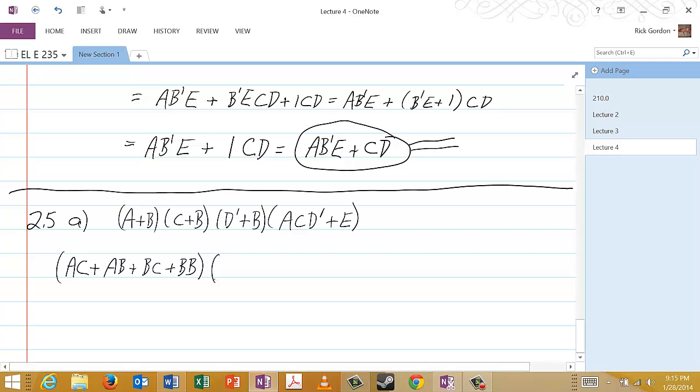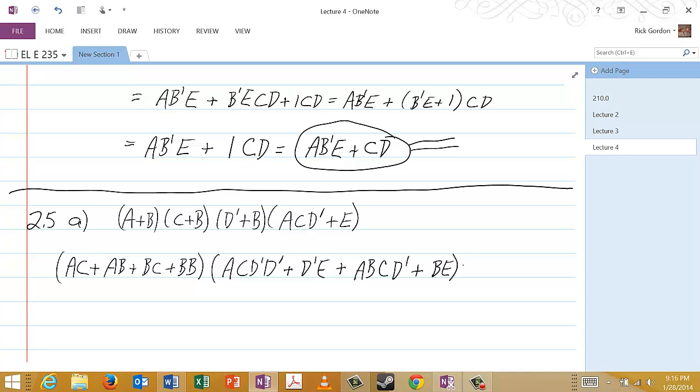Okay, so that's multiplying out the first and second terms, and now we multiply out the third and fourth terms. So when we AND D prime with AC D prime, I'm going to go ahead and write that as AC D prime D prime, and you might very well know by now that the D prime at the end of that is just D prime. So if you want to write that as just AC D prime, that's fine. But I'm going to go ahead right now and write out everything. So we have AC D prime ORed with D prime E, ORed with AB C D prime, and then ORed with BE. So when we multiply out, we AND the third and fourth terms together, that's what we get.